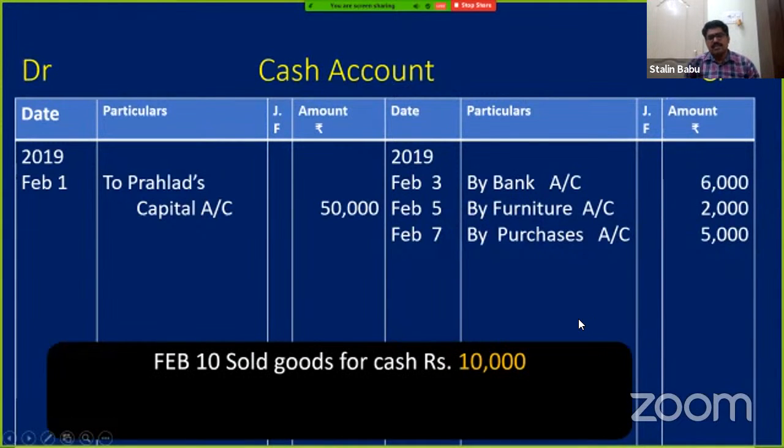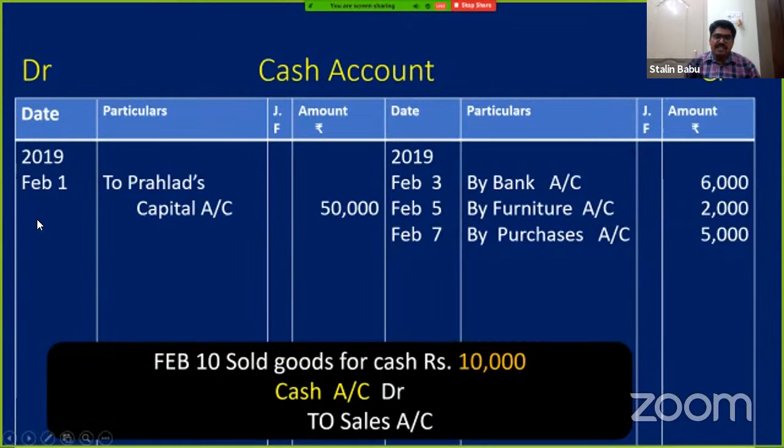On February 10th, sold goods for cash. We are selling goods for cash. So what is coming into the business? Cash. So the entry is cash account debit to sales account. Cash account is debited here, so we have to post on the debit side.